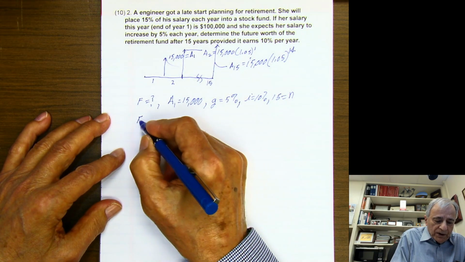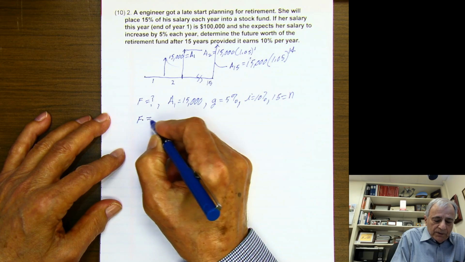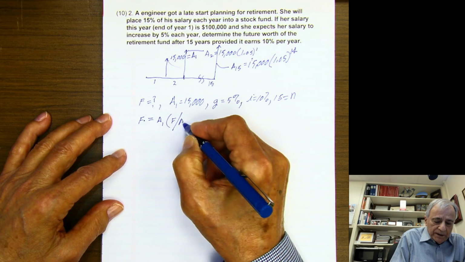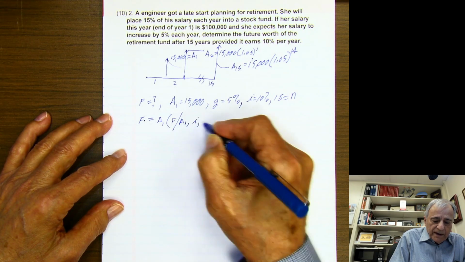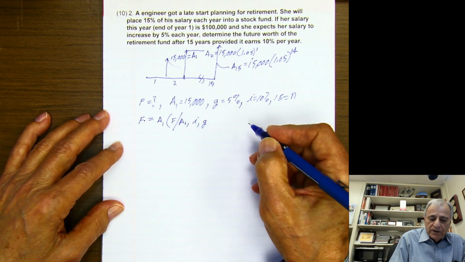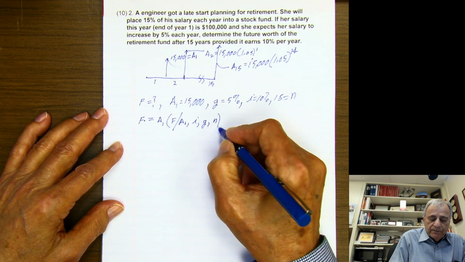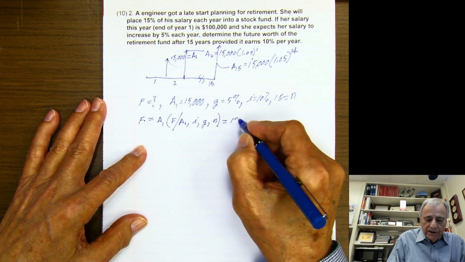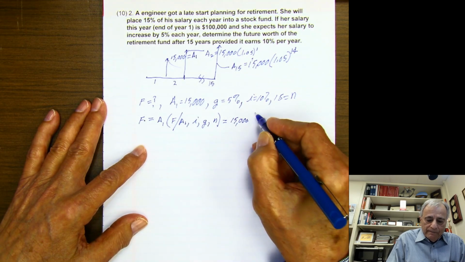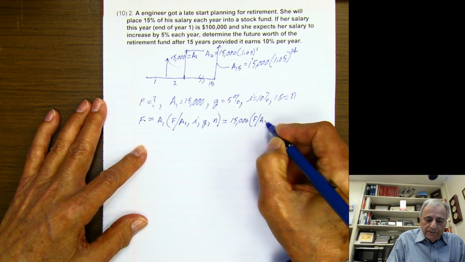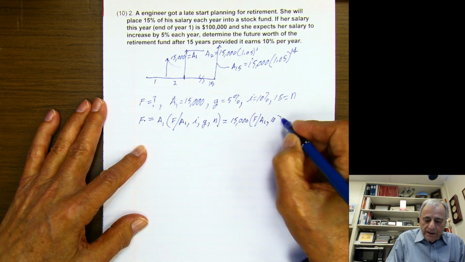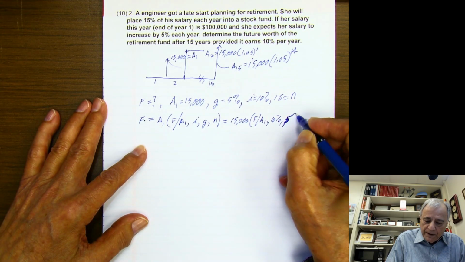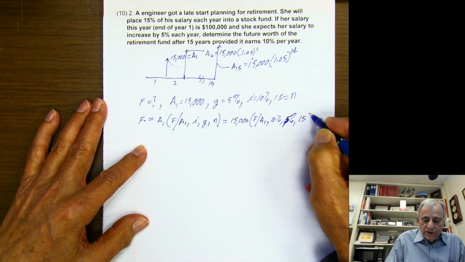So the generic formula is F is equal to A1, find F given A1 at interest rate I at increasing geometric series rate G for n periods. That's the generic formula. The specific values are 15,000 for A1, find F given A1, I is 10%, G is 5%, put 5% there, and N is 15 years.